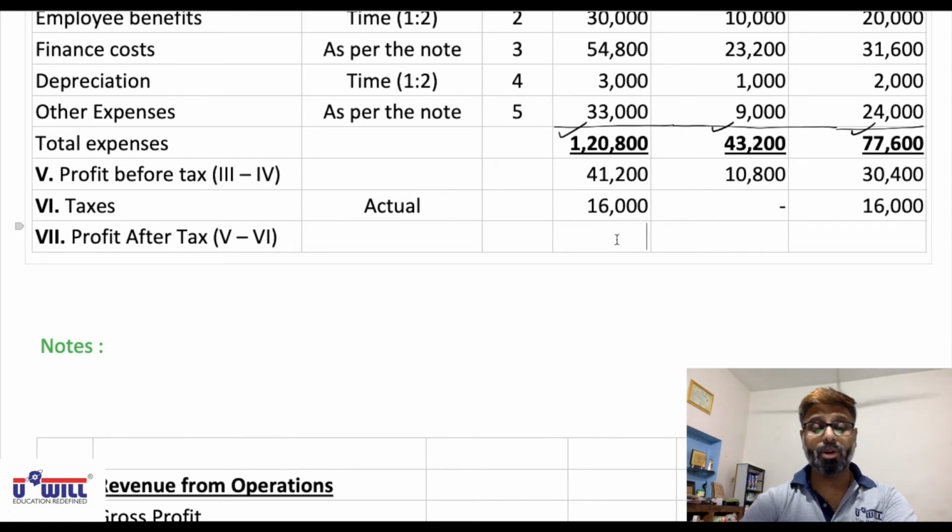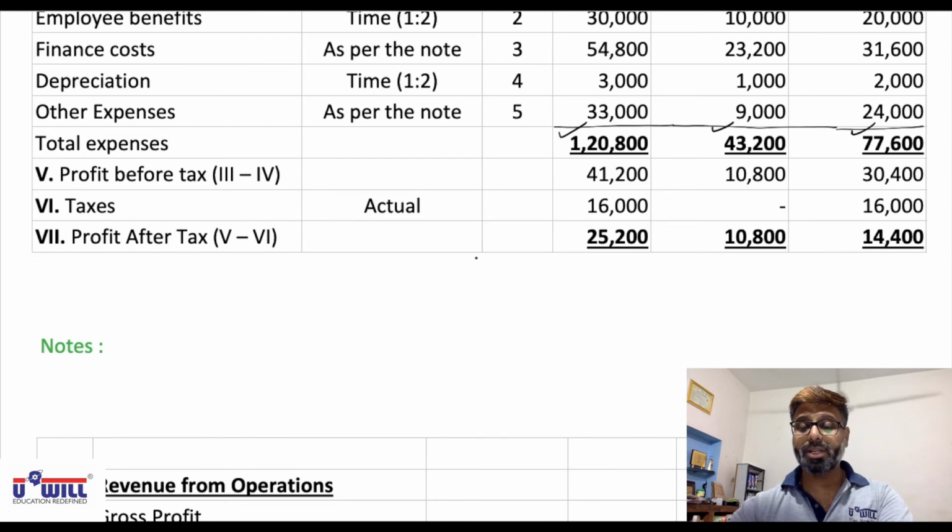And then final amount of profit after tax, 41,200 minus 16,000, that is 25,200. 10,800 minus nil, that is 10,800. And 30,400 minus 16,000, that is 14,400. You all can cross check. 25,200 will be the total of 10,800 and 14,400.